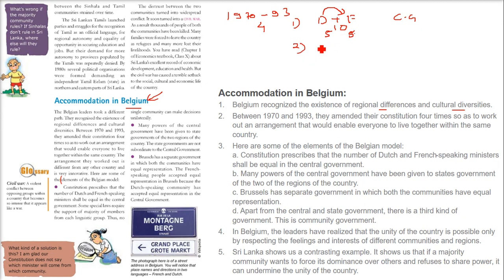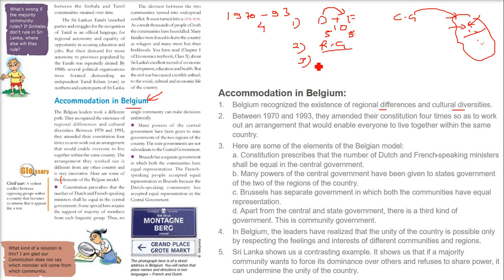The second was many powers of the central government. Now we have talked about the central government. It is for the whole of Belgium. Now if you see, there are 2 parts or 2 regions, the Flemish and the Wallonian region. These 2 also have their own government, and these governments are not subordinate to the central government. They are completely different governments taking care of these regions. This was the regional government, you can say.